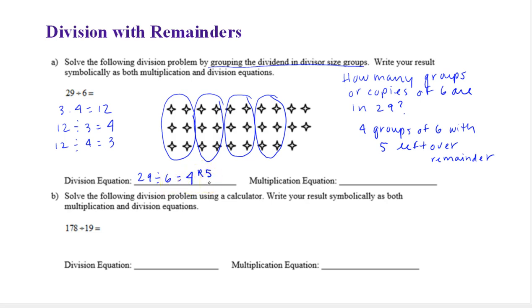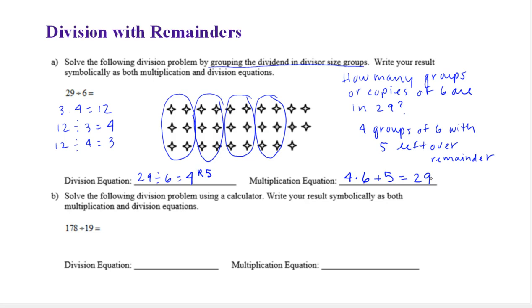Now in terms of multiplication, if you look at these, there's 0 left over, so we don't write it. So how would we write that as multiplication? Well, there's 4 groups of 6, that's 4 times 6 is 24. We could think of the 5 left over as being 5 added on, and this gives us our total of 29.